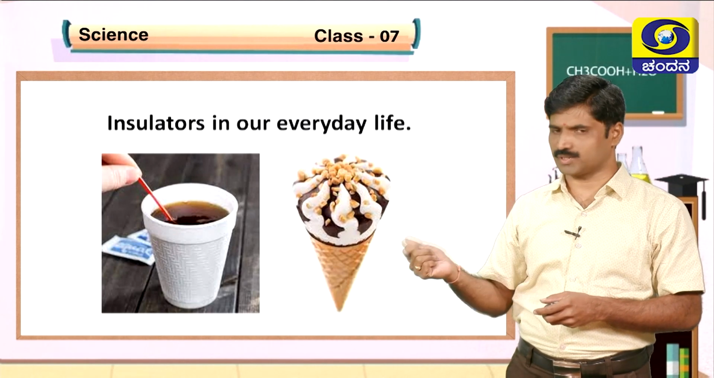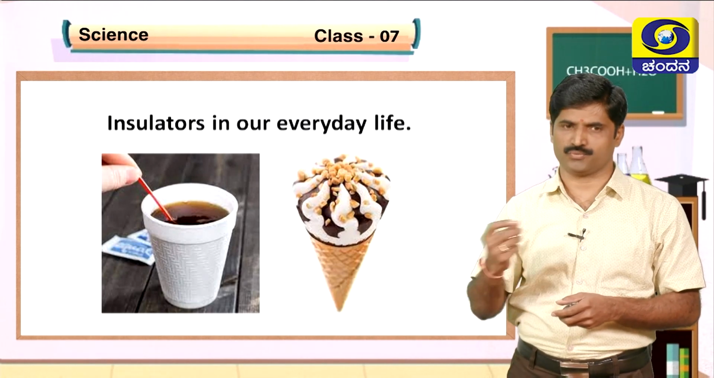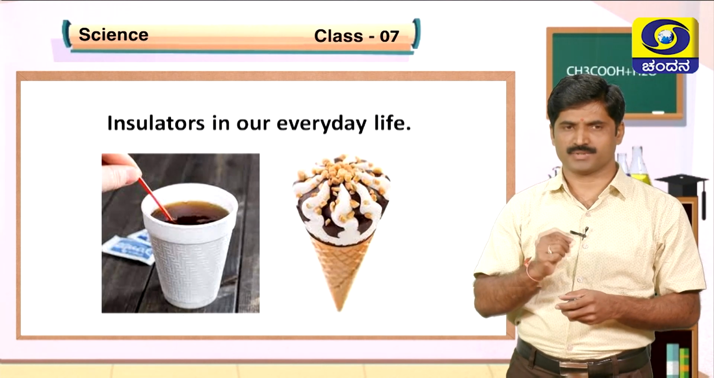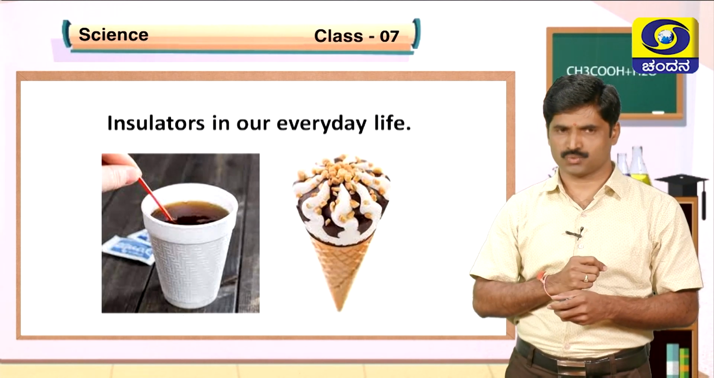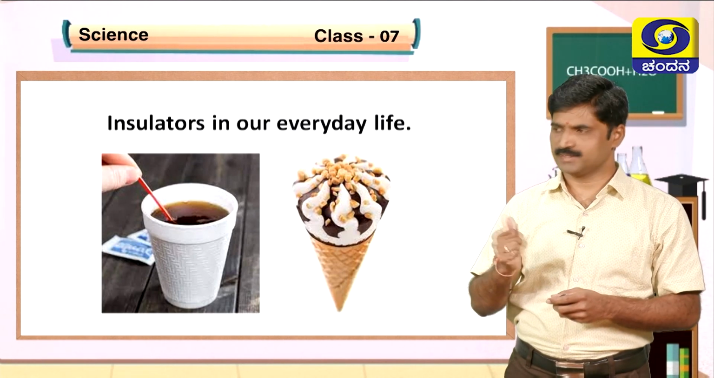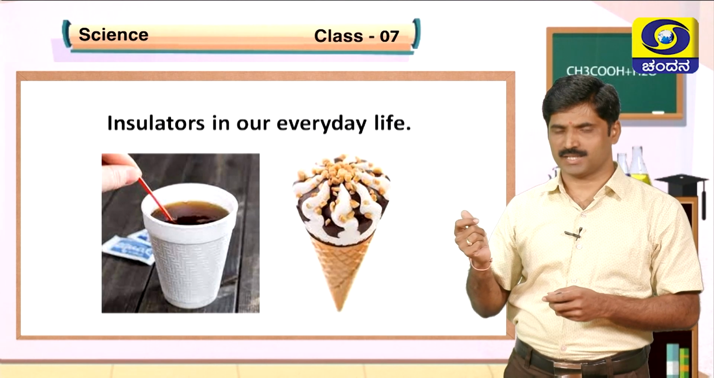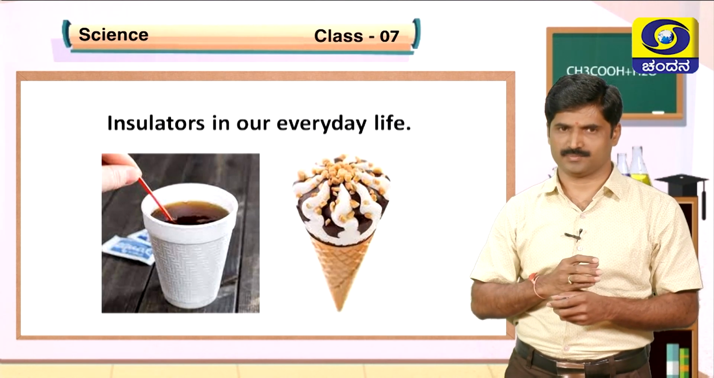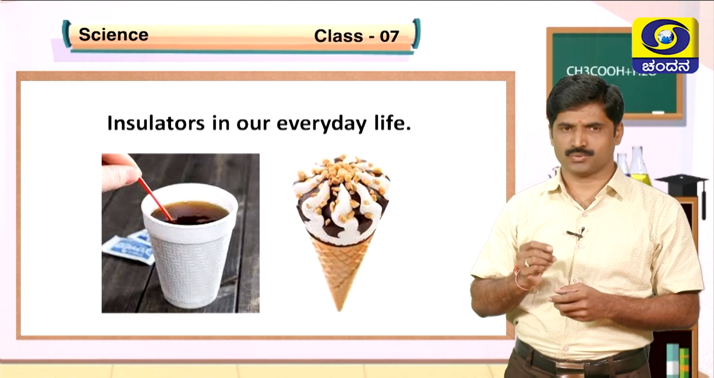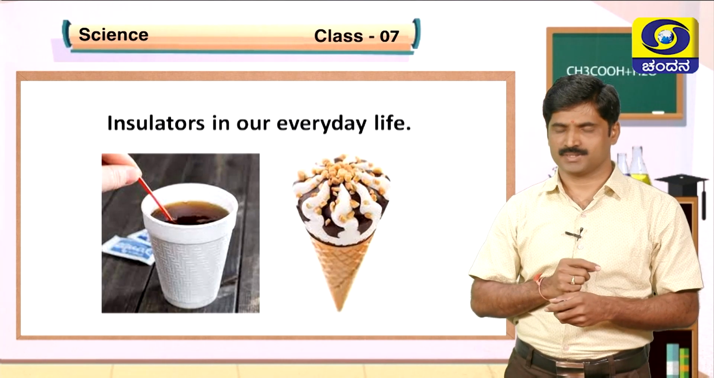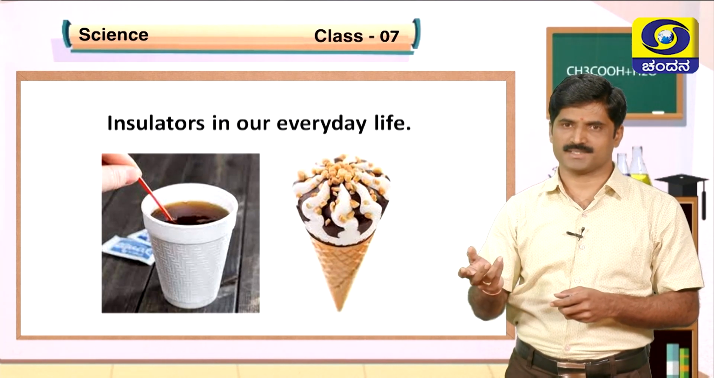This is a coffee cup. This has hot coffee. The coffee cup is made of insulating material, so it prevents loss of heat. This is an ice cone. The ice cone is also made of edible insulating material. So, it prevents the melting of the ice. Then you can enjoy the ice cream.